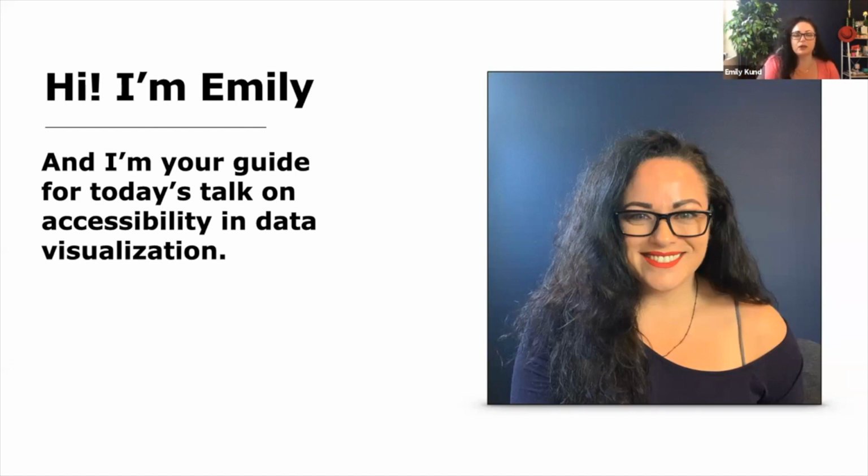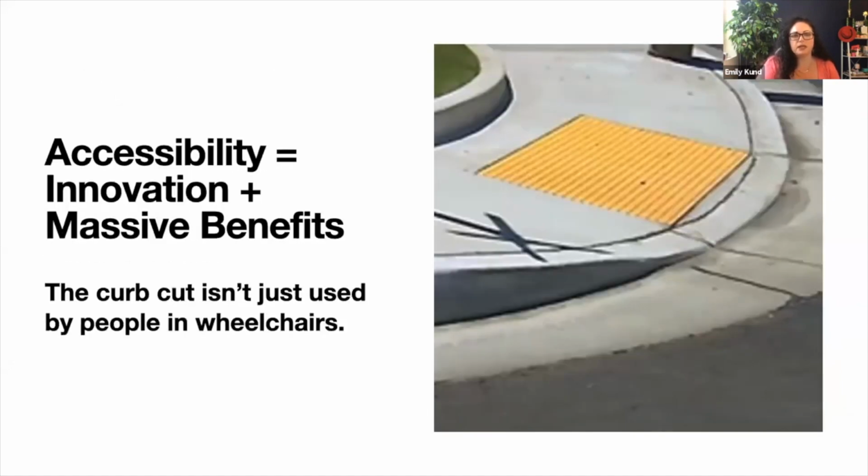But here's how I also think about accessibility. I truly believe accessibility equals innovation and massive benefits. The curb cut is a really fantastic example. Curb cutting may have primarily started out for people in wheelchairs, but now people in strollers use it. I use it with my kids when we're riding our bikes. There are so many people who've benefited now because of what started out as something that was needed for people in wheelchairs.